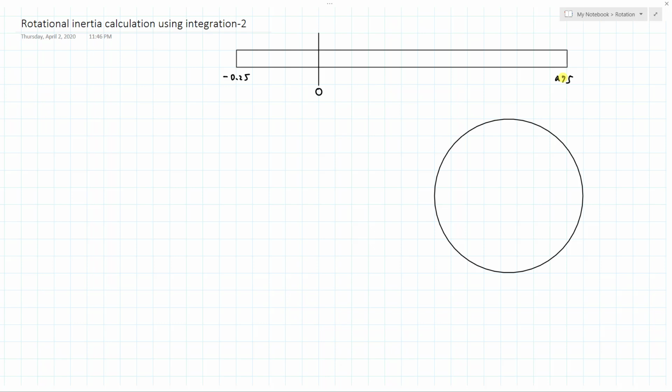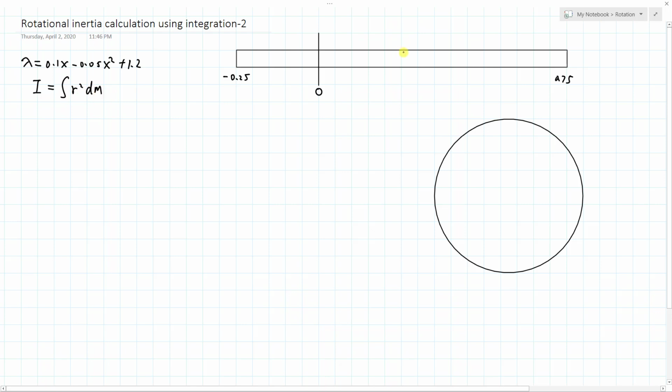So the density function is lambda. Let me put the lambda on the left side. And this lambda is 0.1x minus 0.05x squared plus 1.2. All I was doing was to make sure that the density doesn't go negative at any point along the bar. And we know that we need to do integration. So the rotational inertia is the integral of r squared dm, right?